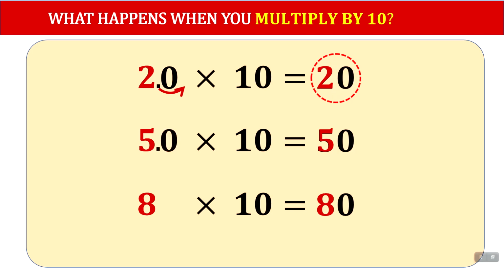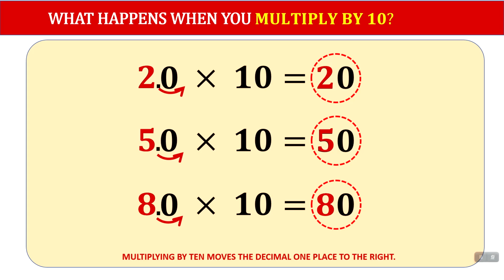If we rewrite 5 as 5.0, we can see that if we move the decimal place one place to the right, we also get 50. And if we rewrite 8 as 8.0, and we move the decimal one place to the right, we get 80. So the rule is when you multiply by 10, it moves the decimal place one place to the right.